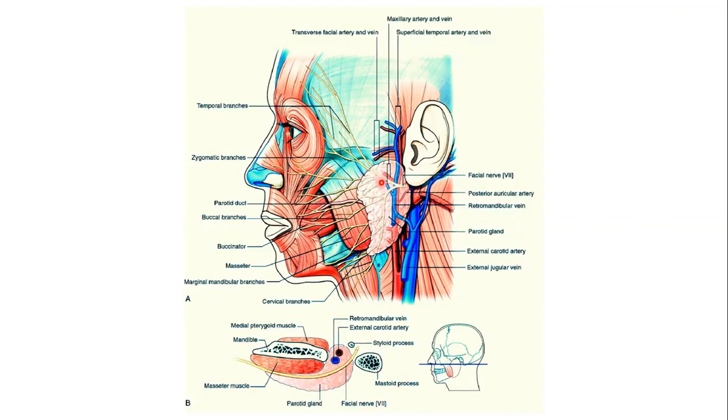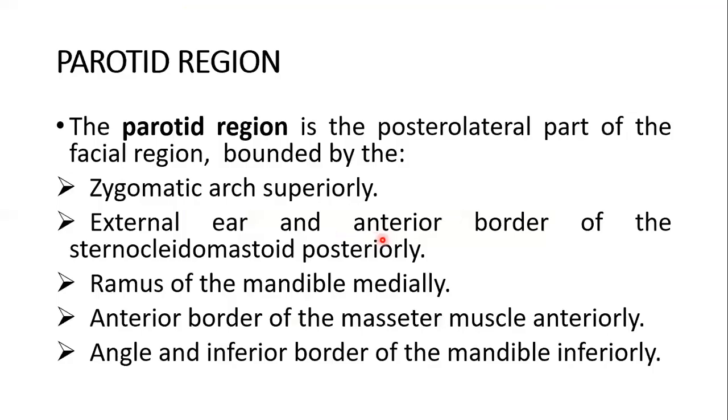What are the boundaries? Superiorly, the boundary of the parotid region is the zygomatic arch. Posteriorly, it is the auricle and then the sternocleidomastoid. Then here you see the mandible, and somewhere here would be the ramus of the mandible. So medially, the ramus of the mandible.